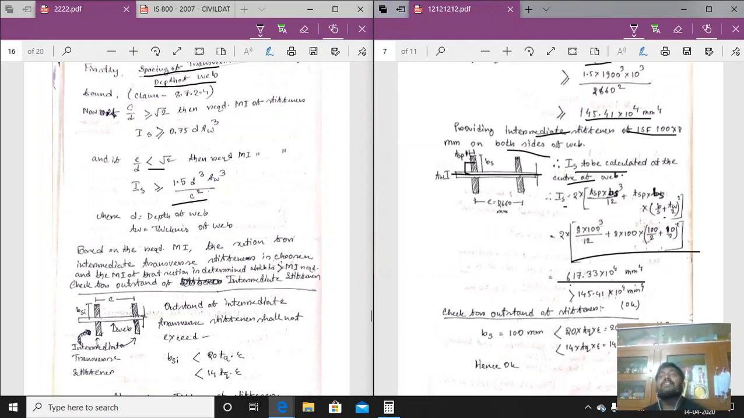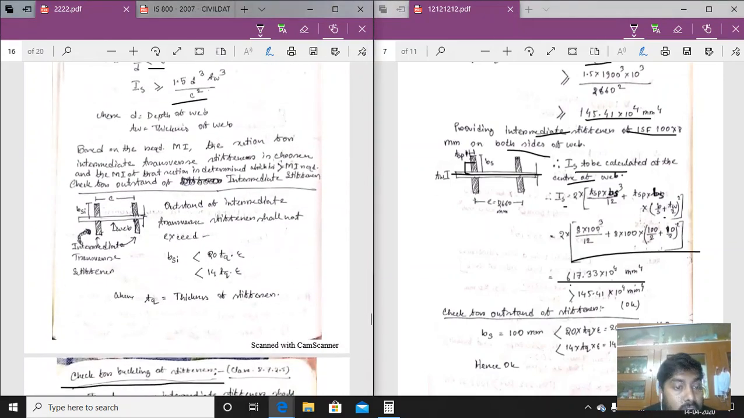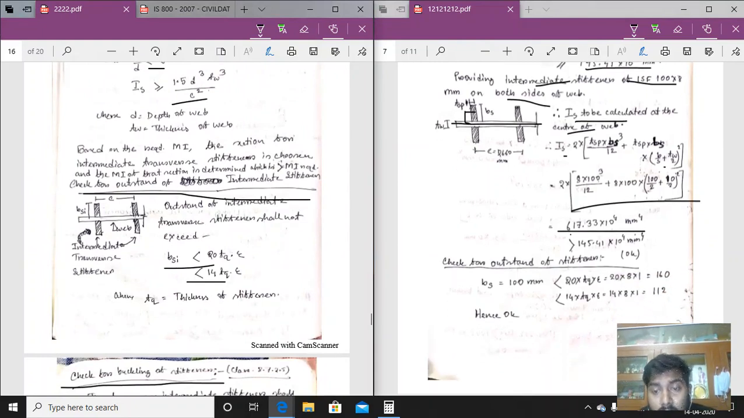So this criteria is satisfied. We can proceed with that plate of our requirement. Then we have to check for the buckling of the stiffeners. Oh sorry, check for the outstand first. Same criteria we have to check. As BS is 100 mm, which is less than 160 and 112, hence it is okay.